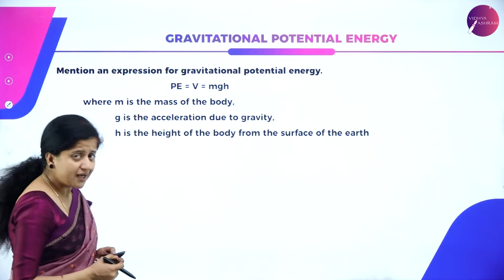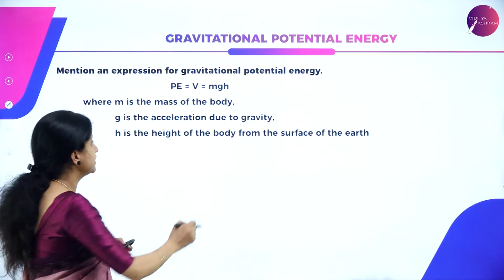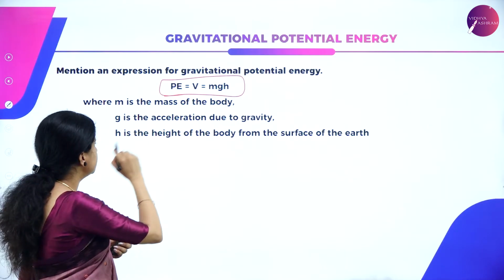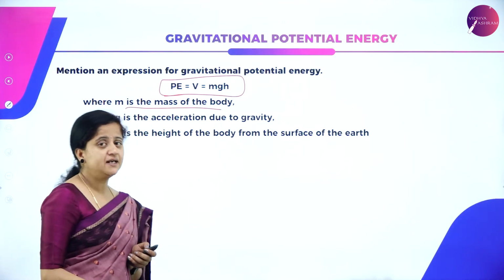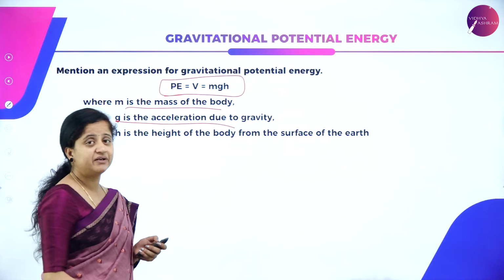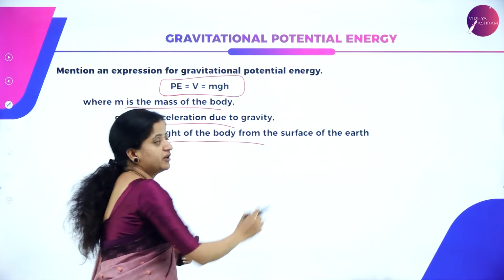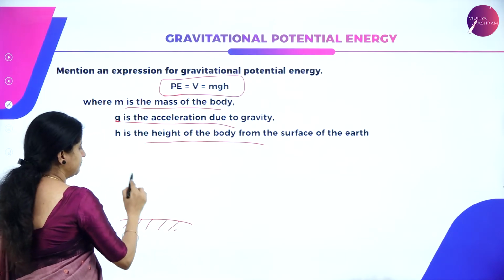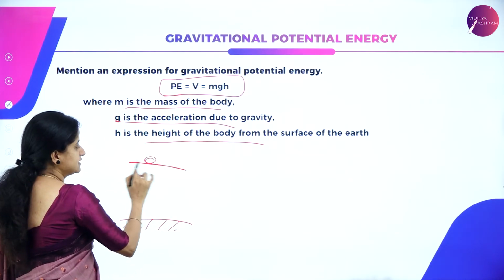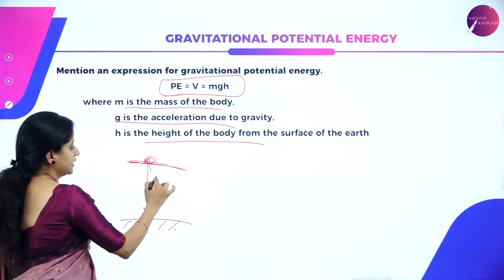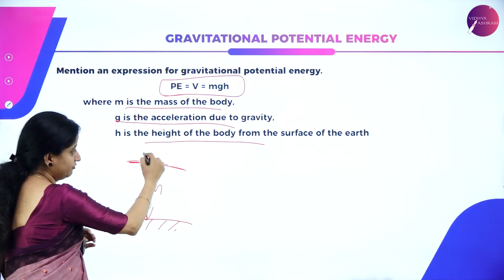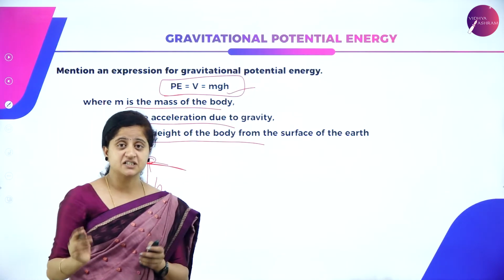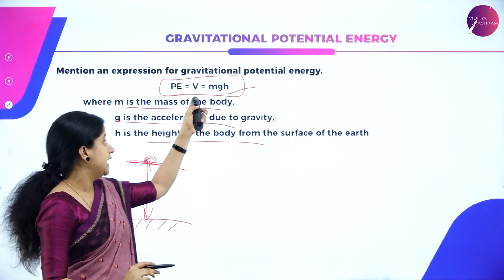So let us now write an expression for gravitational potential energy. It is nothing but mgh. So what is mgh? m is the mass of the body, g is the acceleration due to gravity, h is the height of the body from the surface of the earth. So from the reference point, this is the earth. Suppose the object is placed on something, so this is the reference point. This is the height of the body from the surface of the earth. So we will consider that to find the potential energy, and the expression is given by mgh.